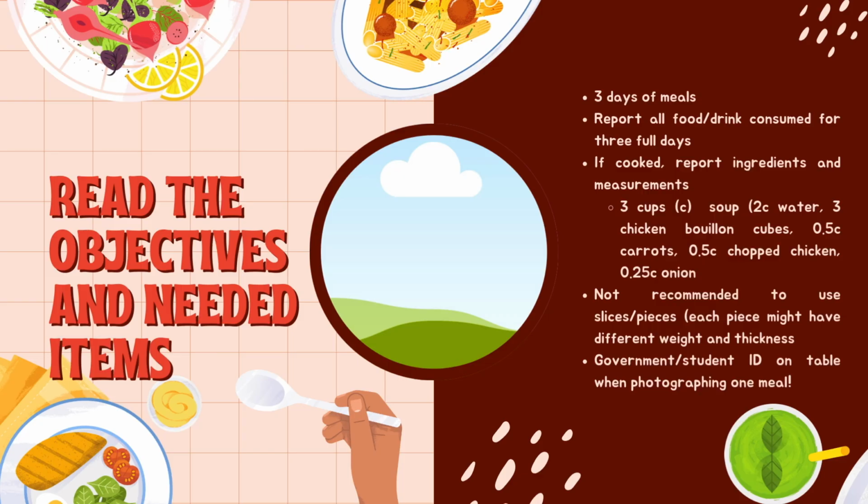First of all, before you get started with the traditional step project, make sure you're reading the objectives and needed items. So you're going to need 3 days of meals, and you need to report all of the food consumed for all 3 of these days. And if you're cooking, make sure you're reporting ingredients and measurements.